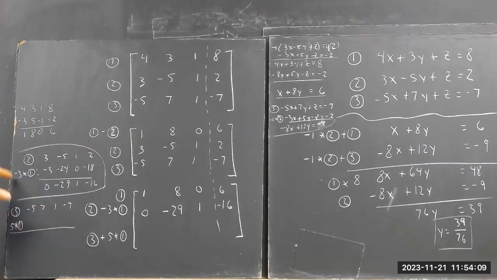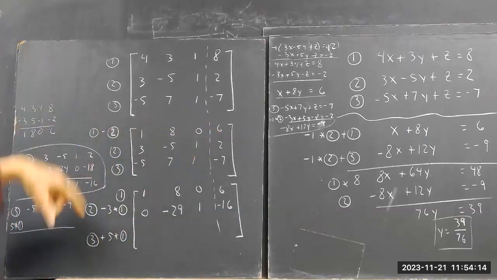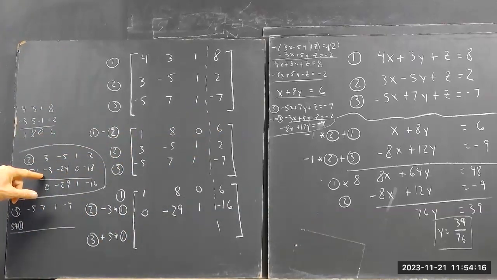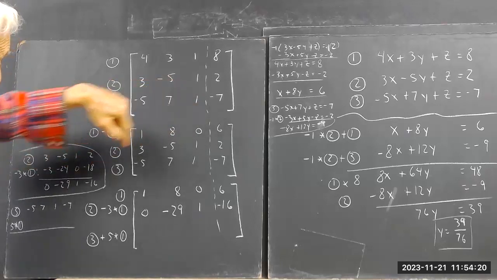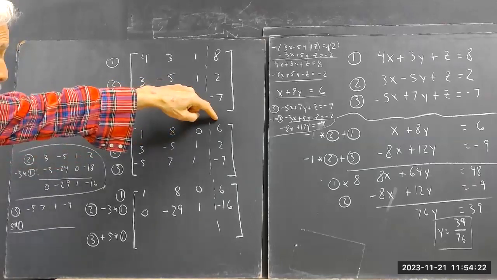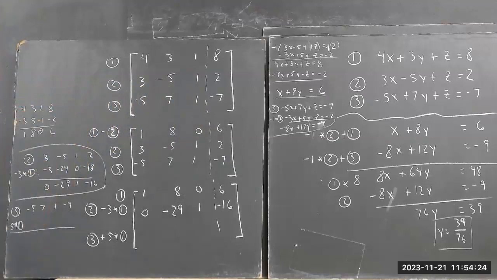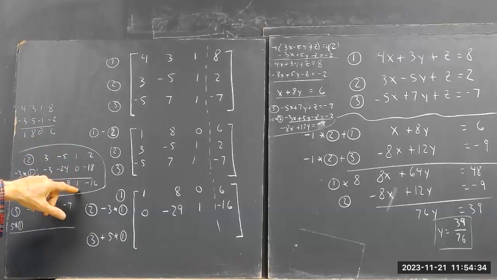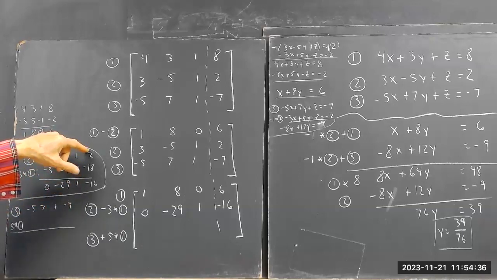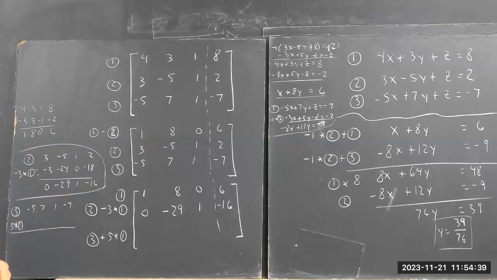Then I write -3 times row 1. Here's row 1. I can do -3 times 1, which gives me -3. I can do -3 times 8, which gives me -24. I do -3 times 0, it's 0. I do -3 times 6, and it's -18. Then all I've got to do is add. 3 and -3 gives me 0. -5 and -24 gives me -29. 1 and 0 gives me 1, not 0, because we're not multiplying. 2 and -18 gives me -16.